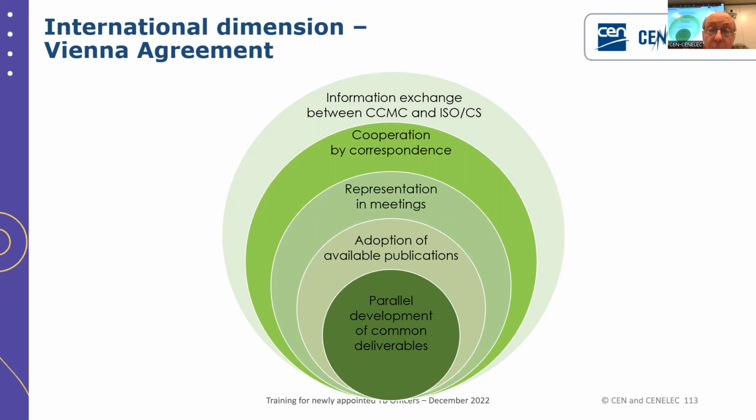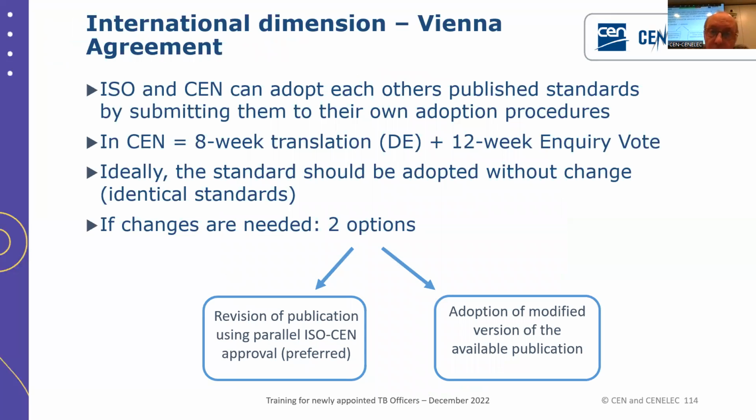There are then lighter relations with ISO. One is representation in meetings. Basically, it is a liaison where a representative from an ISO committee could participate in a CEN committee. There can also be cooperation by correspondence, which is more an exchange of information between two TCs. And of course, there are some exchanges at higher level, which are strategic exchanges to manage the functioning of the Vienna Agreement.